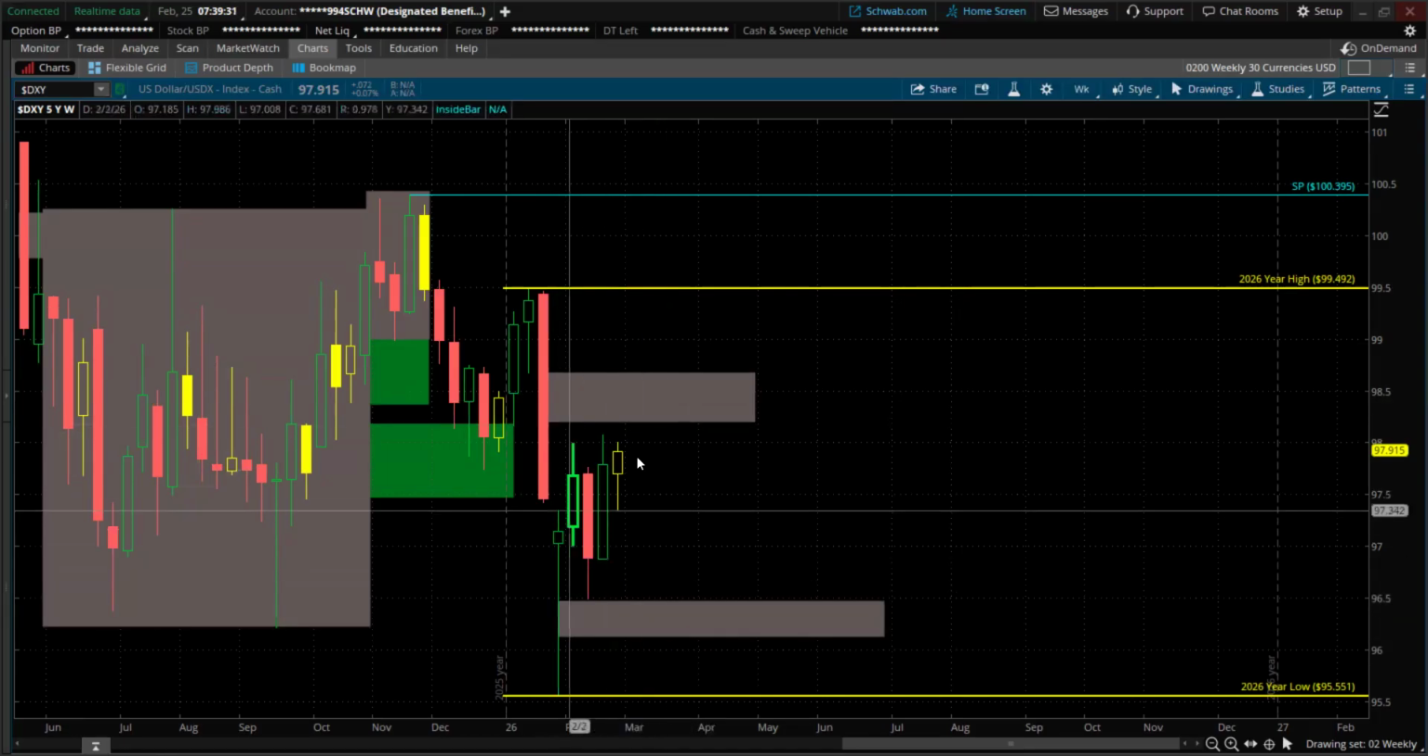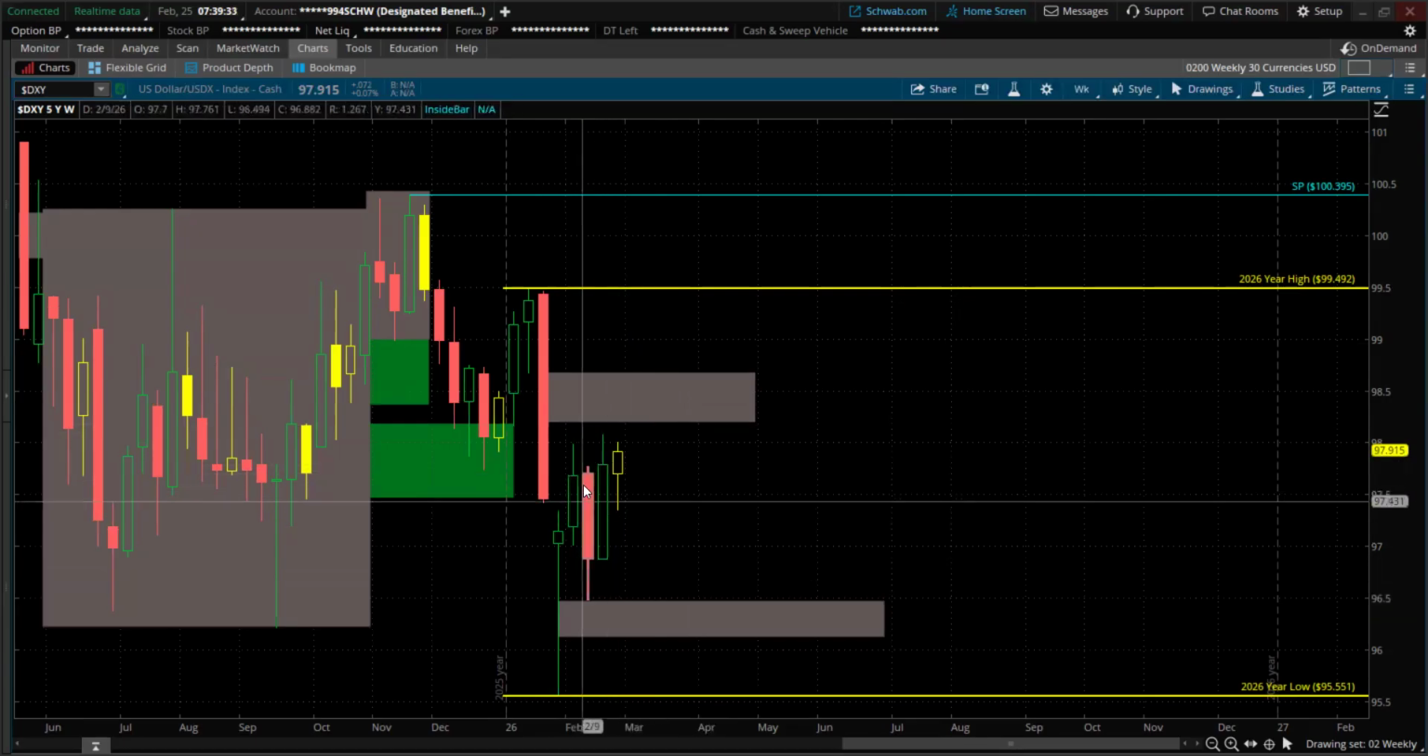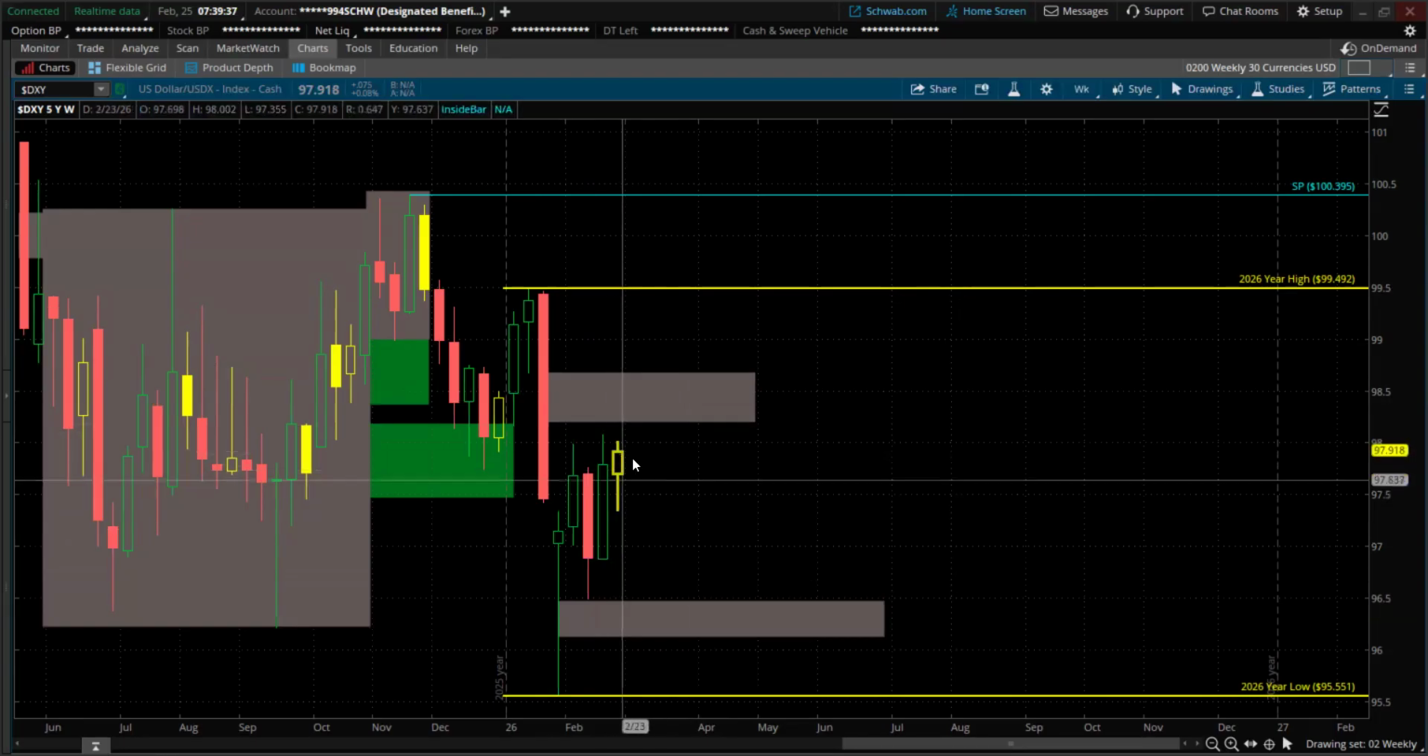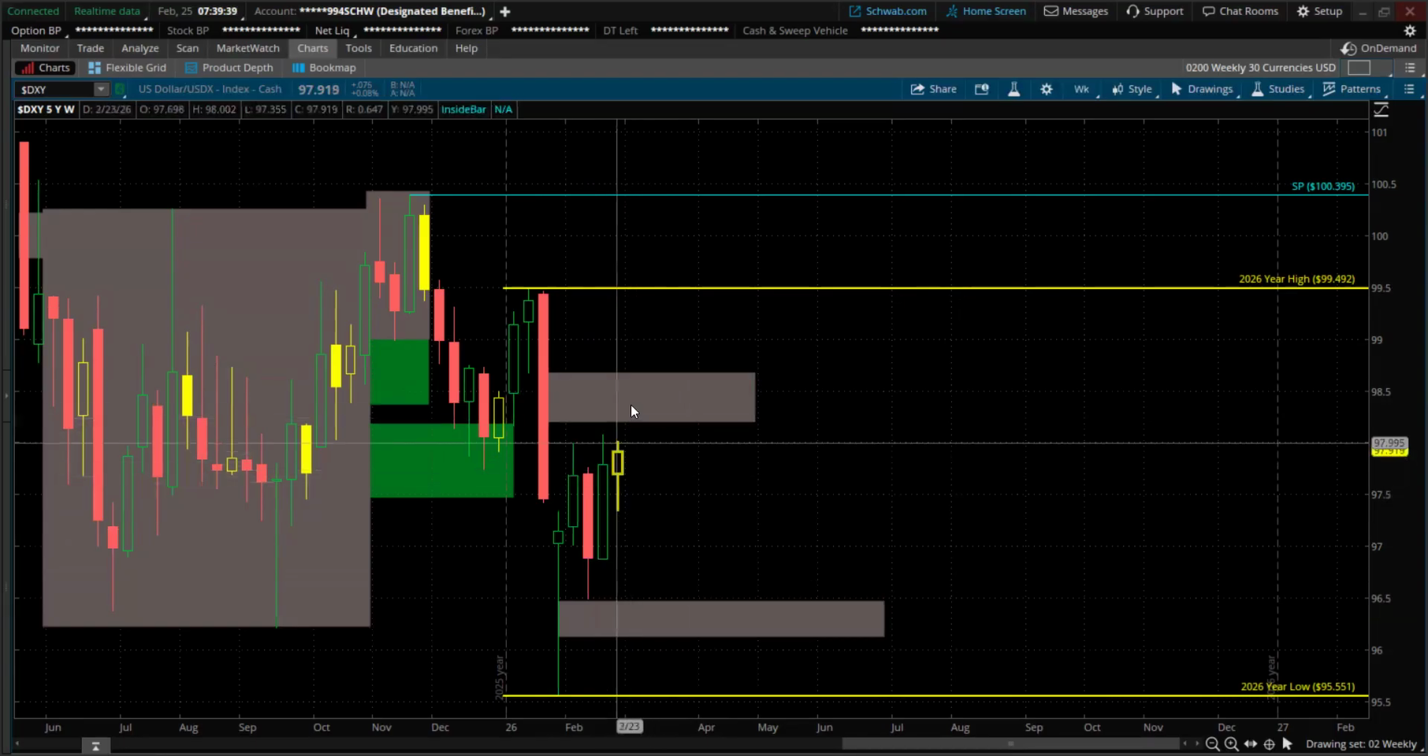Yep. A lot of chop, as some people say in here. I prefer to say consolidation, building energy for a breakout one way or the other. Could be a fake breakout, could be a stop hunt. Let's take it to the lower time frame.